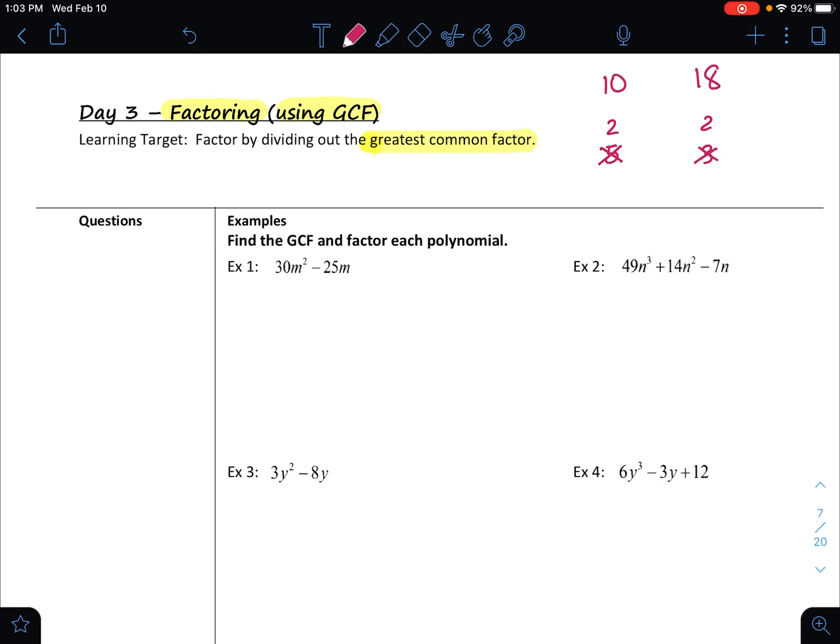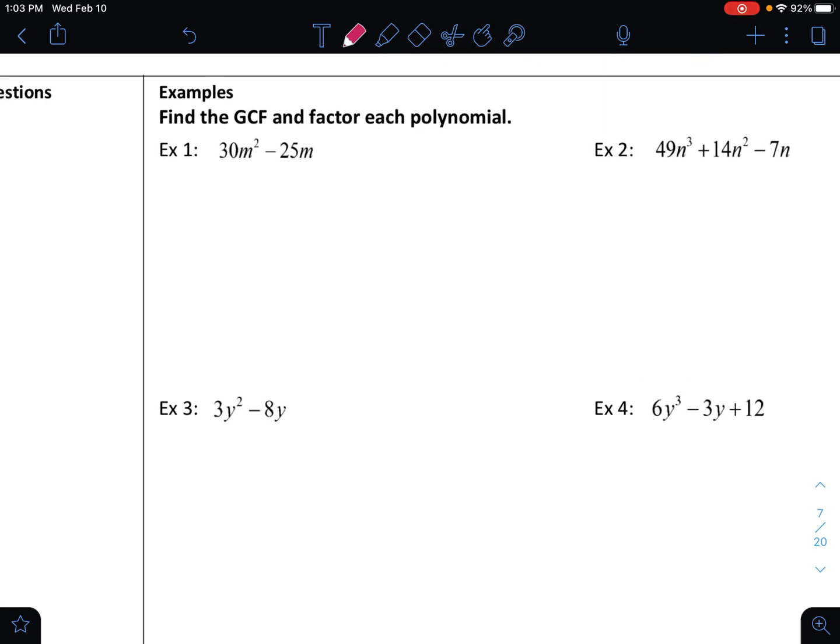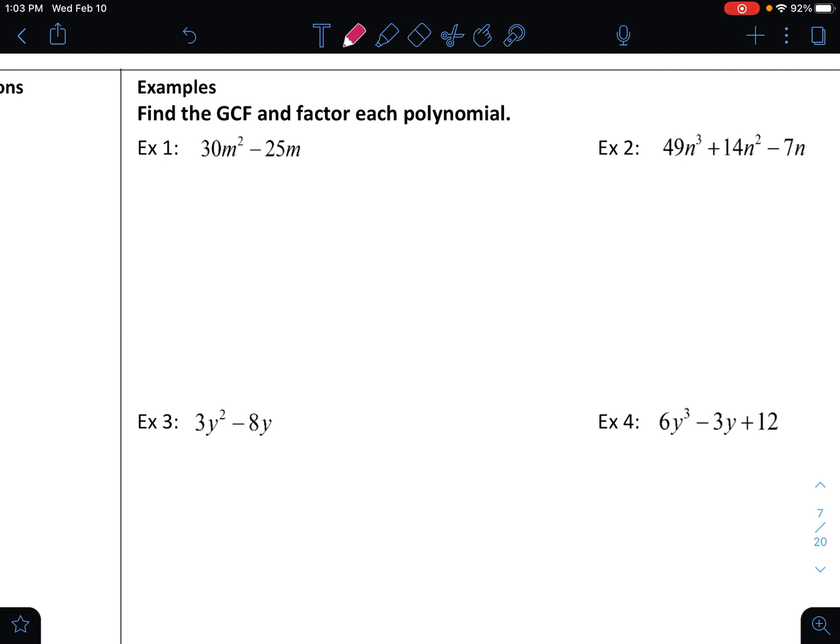So on these first examples, I'm going to list out all of the factors and then identify the greatest. And then the idea is eventually you won't need to list every single number out. Okay, but I'm going to go real slow here to begin with. All right, find the GCF, greatest common factor, and then we're going to factor each polynomial.